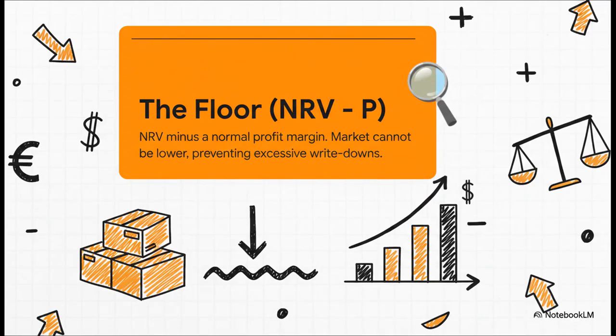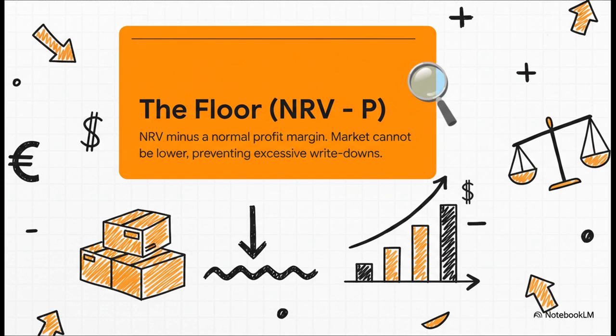And then we have the floor. To find the floor, you just take that same NRV we just calculated and subtract a normal profit margin. Now, why do this? Well, this rule exists to stop companies from getting clever and taking a huge artificial loss right now, only to turn around and report a giant artificial profit later when the item finally sells.